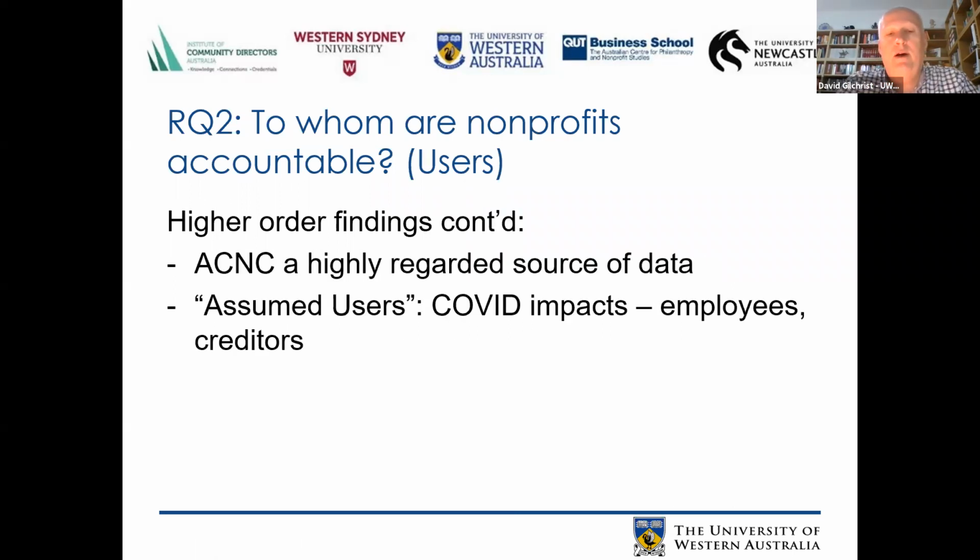The other higher order findings that we identified was that the Australian Charities and Not-for-Profits Commission, which publishes financial information relating to charities in Australia, was also regarded by auditors and by preparers as being a very high quality source of data and comparatives. The ACNC requires registered charities to provide what we call annual information through an annual information statement at the end of the financial year.